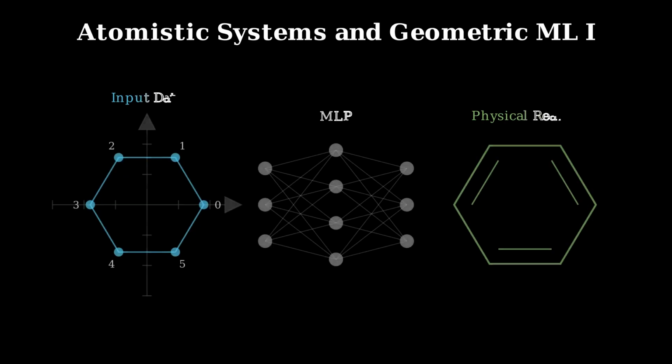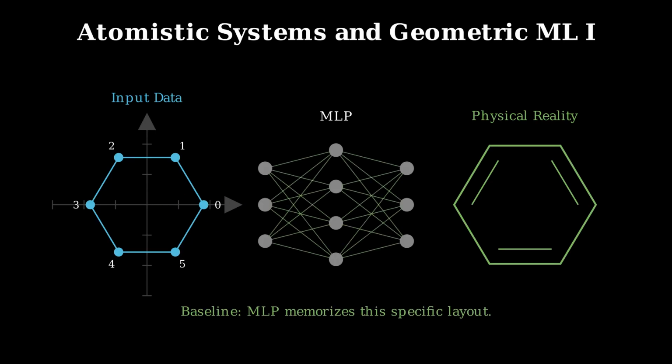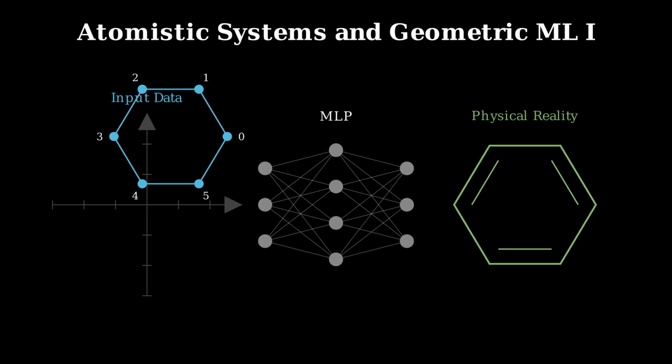Why can't we just use a standard neural network, like an MLP, to process this data? At first, the MLP simply memorizes the specific spatial layout of the training data. But what happens if we shift the molecule? The coordinates have changed completely. The MLP fails to recognize it as the same molecule.